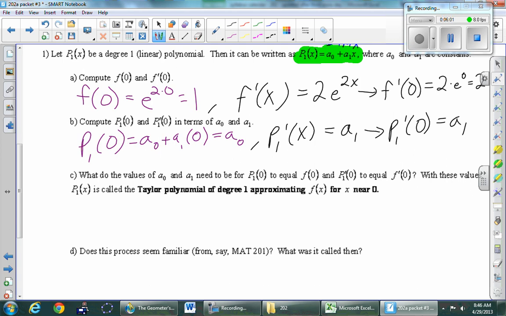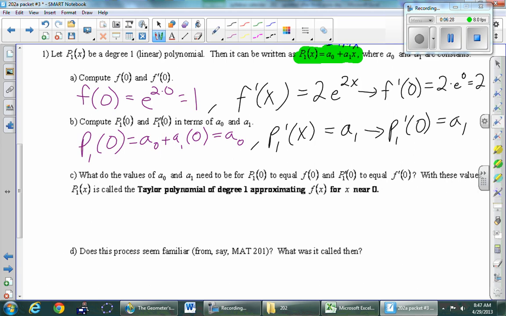Okay, let's pause right there. Lots of symbols again. The goal is to make it so that these two functions agree with each other at 0. That's this part. P1 of 0 is supposed to equal f of 0. I want them to hit the same point, and I want their derivatives to be equal to each other. So I want them to have the same slope as functions. Okay, so let's do that.